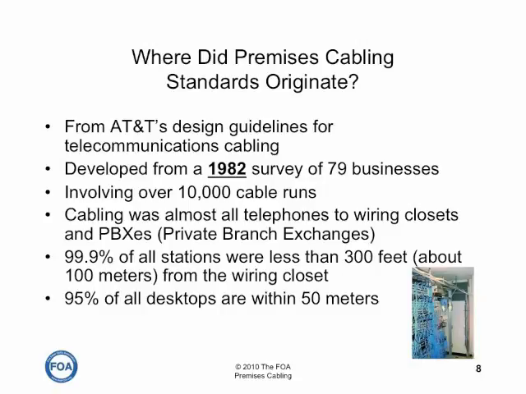The standards for premises cabling were developed from a 1982 AT&T survey of a number of businesses. AT&T was interested in what was going to happen when they went from POTS, plain old telephone service, analog phones, to digital private branch exchanges and digital phones. In their survey, practically all of the stations were less than 300 feet from the wiring closet, and 95% of all desktops were within 50 meters. This thus became the standards that were used for development of structured cabling.